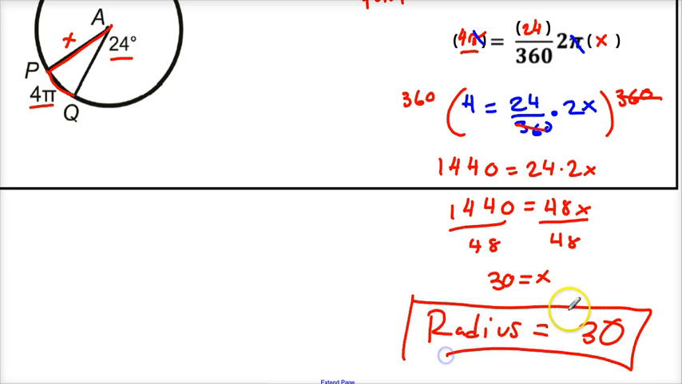Now, once again, I want to emphasize here, what we did is just plugged in what we know. We knew the arc length, we knew the degrees, we didn't know the radius, so we put an x. We multiplied both sides by 360 to cancel out this denominator, and then we just solved for x, and it was a piece of cake.